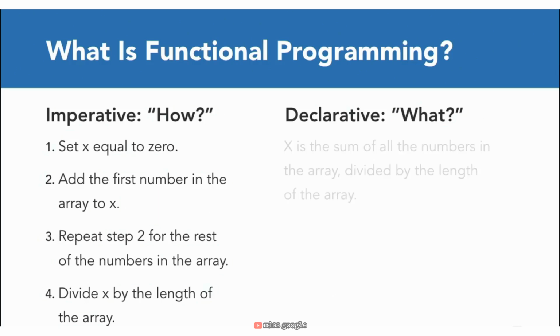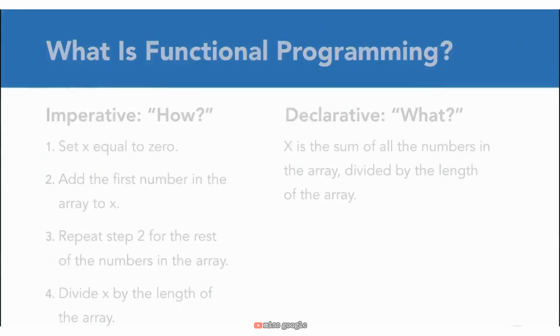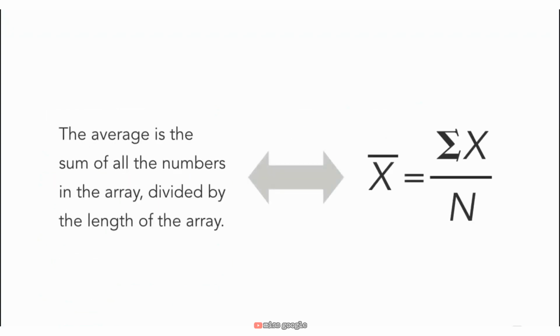we could simply say that x is the sum of all the numbers in the array divided by the length of the array. Or if you're more mathematically inclined, we could rewrite it using mathematical notation like this. Now, if it never occurred to you that it's possible to write programs in this way, by simply stating what something is, you're not alone.